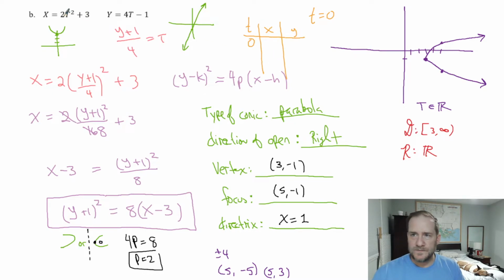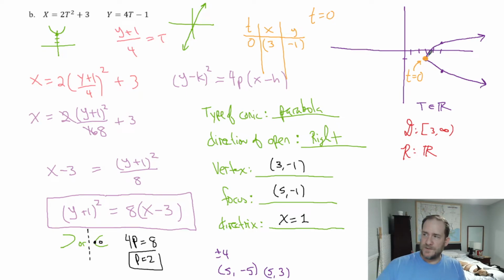If t is 0, then plugging in 0 gives 0 plus 3, which is 3. And plugging in 0 gives -1. So what's probably not too shocking to anyone is that when t is 0, we get the vertex. So that's sort of our starting point. T equals 0. Right, there's your starting point.